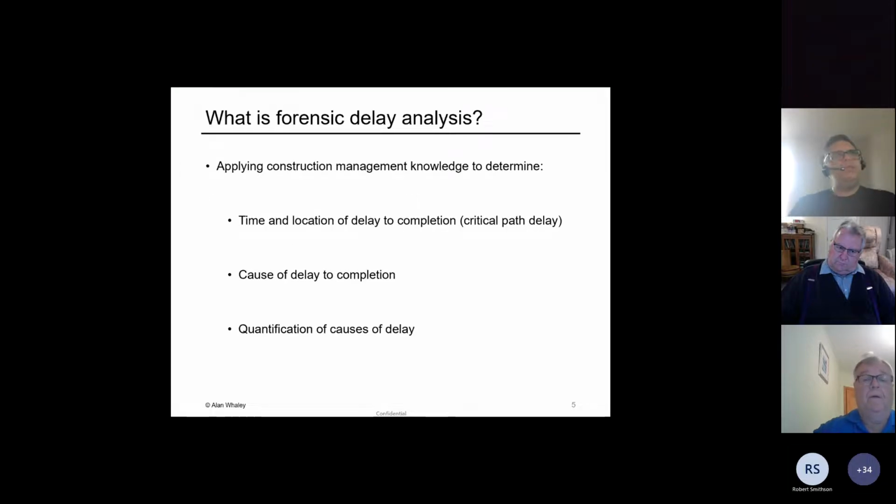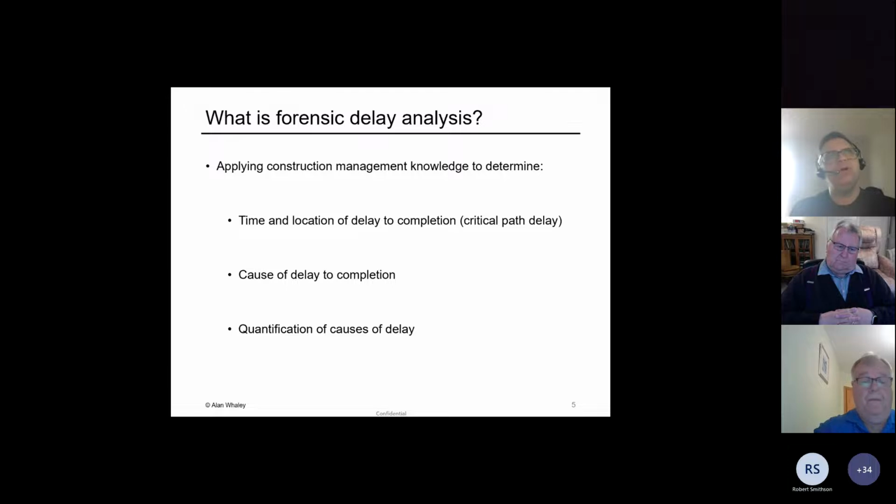Okay, so let's ask this really basic question, because I think it's something that eludes people sometimes, and that is, what do we actually mean by forensic delay analysis? What we mean by forensic delay analysis is applying construction management knowledge to a legal dispute. So the forensic part of forensic delay analysis means that you're applying some kind of scientific or technical skill to a legal problem. That's what the term forensic means. And obviously, we're also doing delay analysis as part of that.